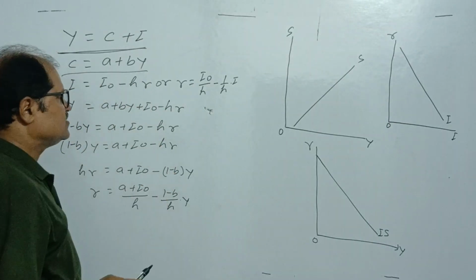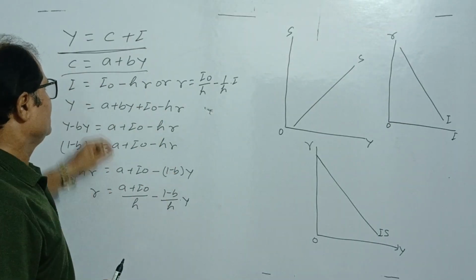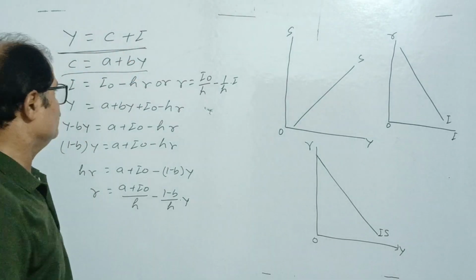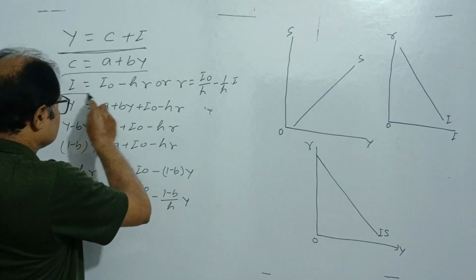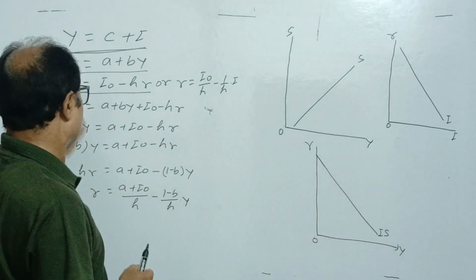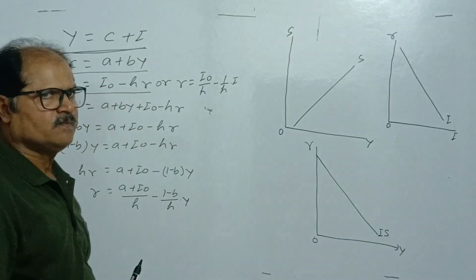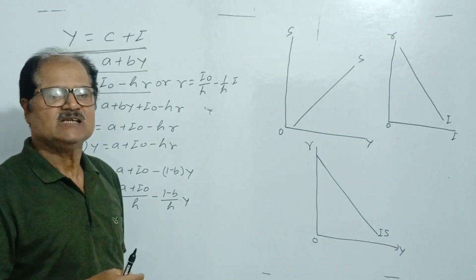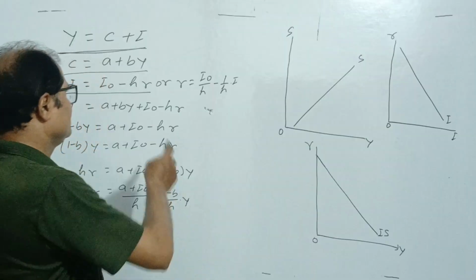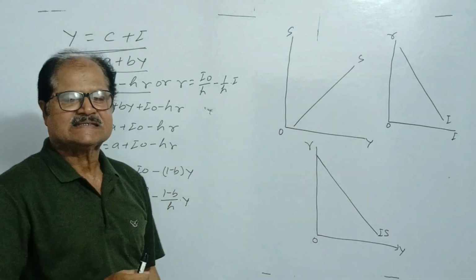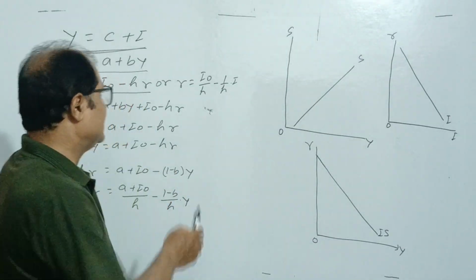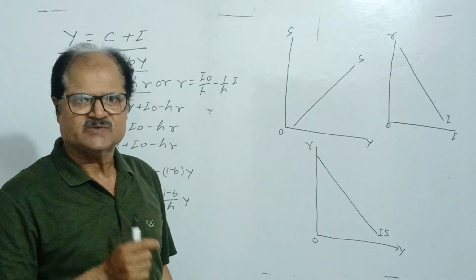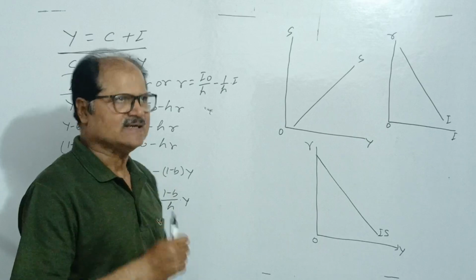Consumption function equation is this one, C is equal to A plus BY. A is autonomous consumption, B is propensity to consume. This is investment function, I is equal to I0 minus HR. I0 is autonomous investment, that is the investment which is independent of rate of interest. H is the interest sensitivity of investment, and HR is the induced investment, that is the part of investment which depends upon rate of interest.